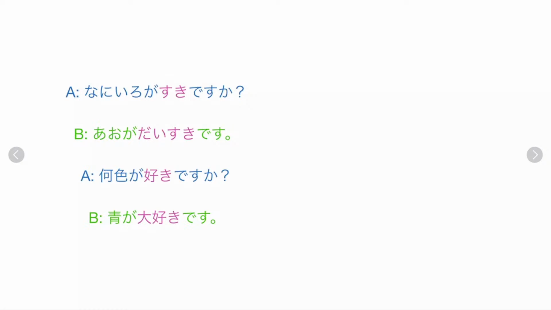So here is an example sentence. And I think given the information that you have already, you might be able to figure out what this means. So let's try reading it. It says, Nani iro ga suki desu ka? And the response is, Ao ga daisuki desu. Okay? So go over that in your head, try and recall what we've learned so far, and see if you can understand what this means.